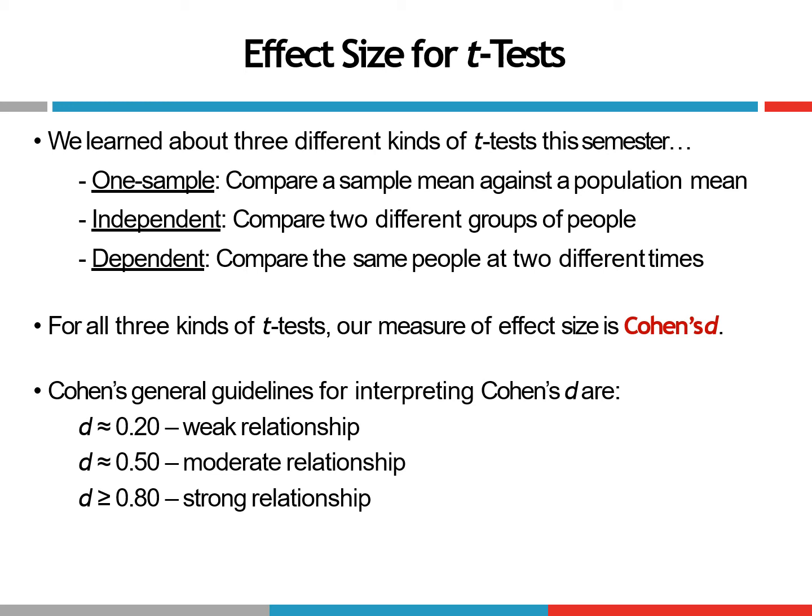So we started with a one-sample t-test in which we would compare our sample mean to a hypothesized population mean. And then we moved to an independent t-test where we were looking at two different groups of people on the same continuous outcome variable. And lastly, we compared the same people at two different points in time on some continuous dependent variable.